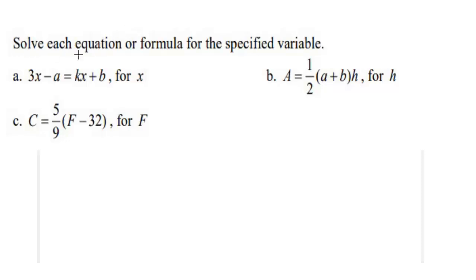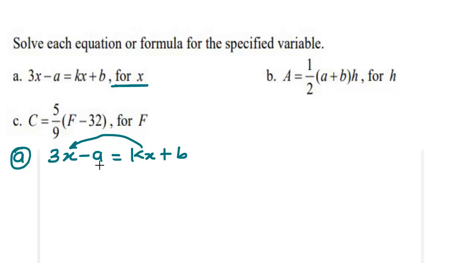So look at this question. It says solve each equation or formula for the specified variable. For a, we have 3x minus a is equal to kx plus b. So we are making x the subject of the formula. What does that mean? It implies that we are making x stand alone. So we have 3x minus a is equal to kx plus b. For us to make x the subject of formula, we have to bring all the terms that carry x together. So I'll take kx to this side and I'll bring minus a to this side. Both of them are crossing the equality sign.